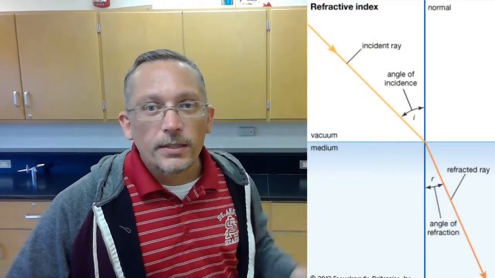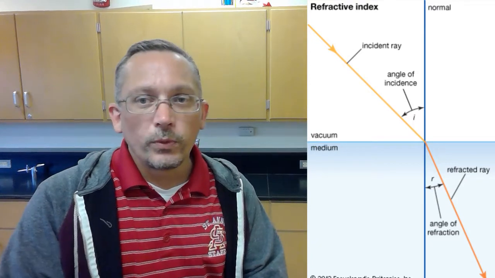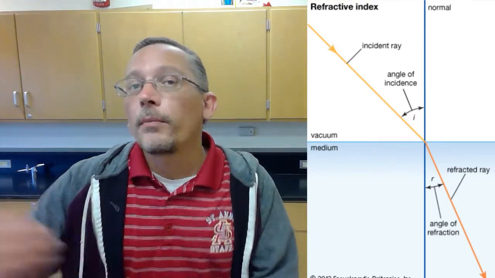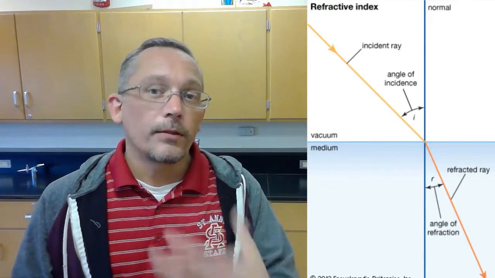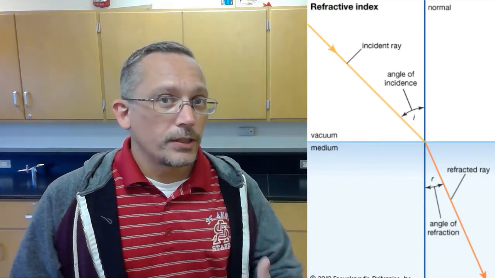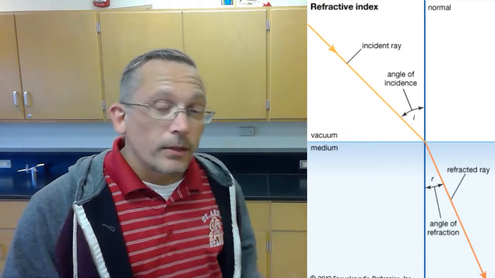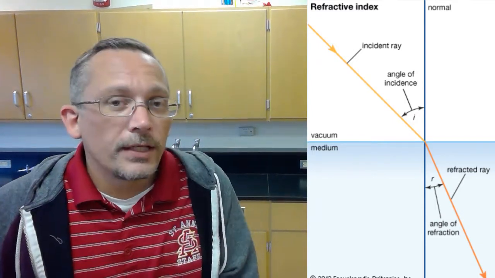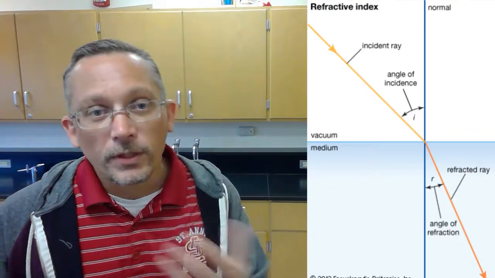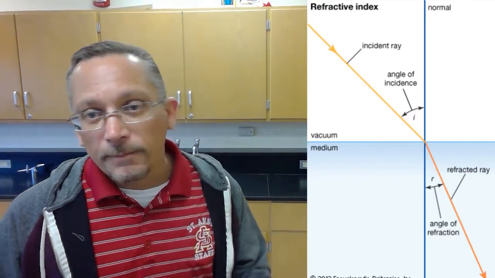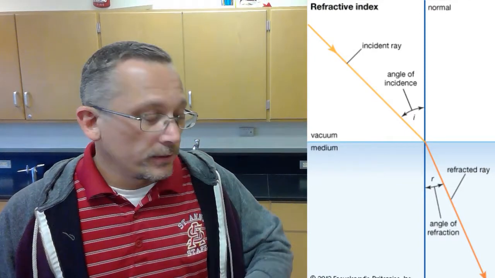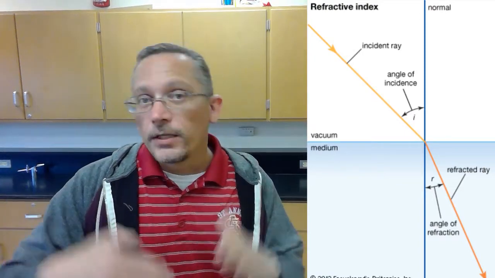And I'm going to put a diagram right up here. What you're going to see is usually we will put the space on top of the diagram for the material that it's coming out of, and the space on the bottom is the material it's going into. Then we'll draw in that diagram a normal line, a line that's perpendicular to the boundary, right? It's called a normal line. And we can draw the ray of light as it's coming in at a particular angle to that normal line.